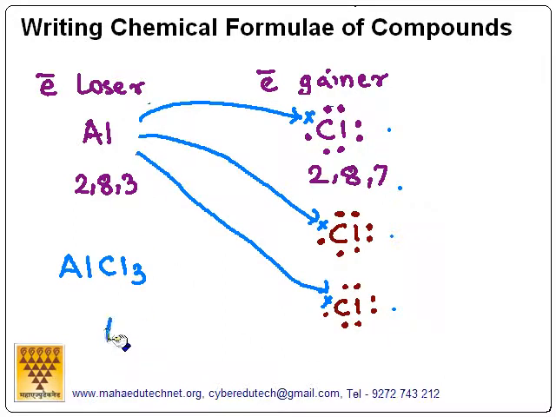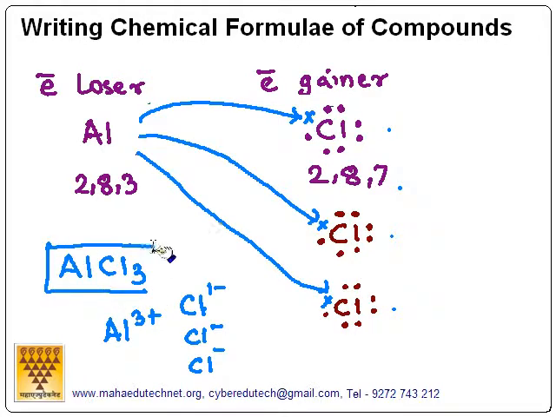The aluminium atom will actually be an aluminium ion having a charge of 3 plus because it has lost its 3 outermost shell electrons, whereas each chlorine atom will carry a unit negative charge as each atom has gained 1 extra electron. So the chemical formula of the compound will be AlCl3.